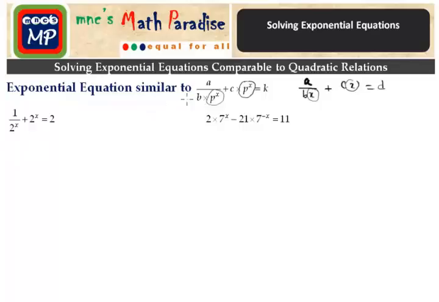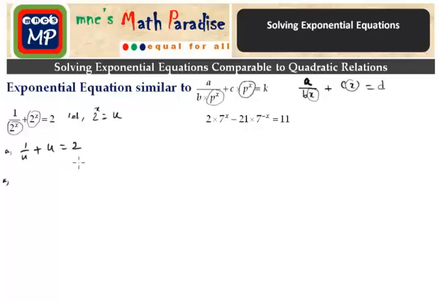So let us learn how we can solve these forms of exponential equation, which are comparable to these kinds of quadratic equations, using these two examples. So here 2 to the power x is one exponential term which is at the denominator, and 2 to the power x is another exponential term which is at the numerator. So we will replace this common exponential term 2 to the power x by a new variable u. So we will get 1 by u plus u equals 2.